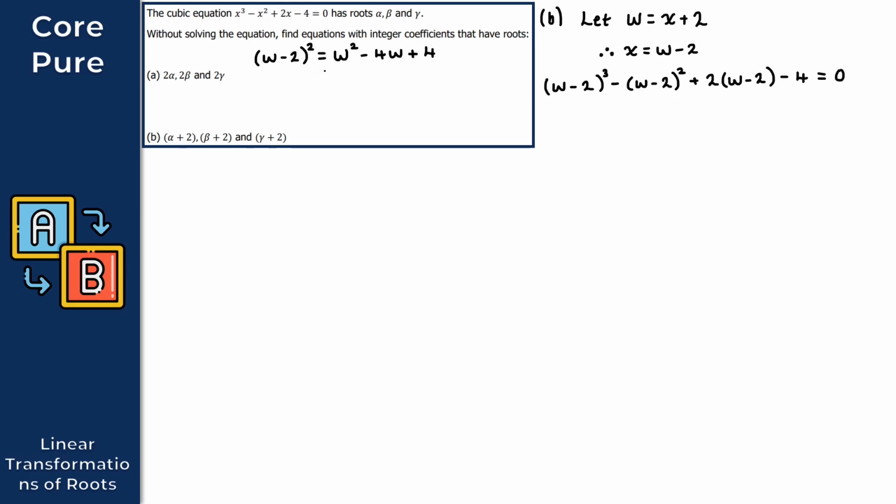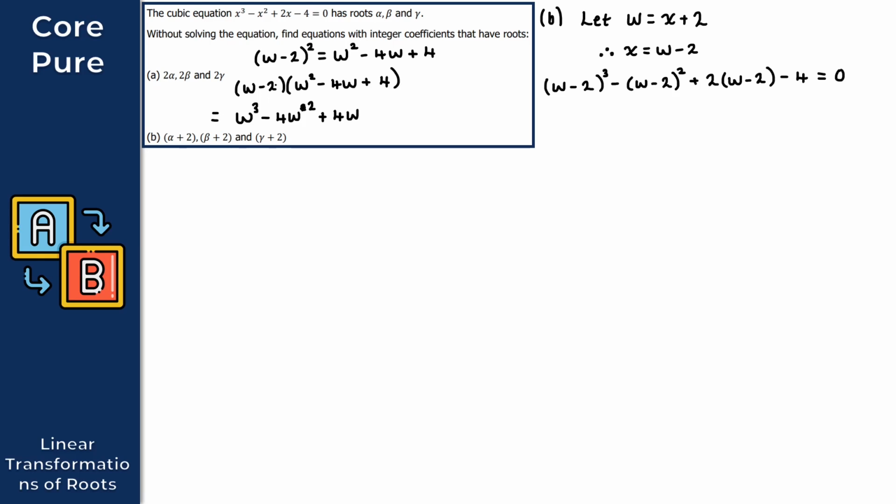Okay, and now I'm going to multiply this by itself again, so w minus 2 times this quadratic, w squared minus 4w plus 4. So if we now expand this out by hand, I get w times w squared, so that's w cubed. I get w times minus 4w, so that's minus 4w squared. And I've got w times positive 4, so I get plus 4w. So that's the first term complete here.